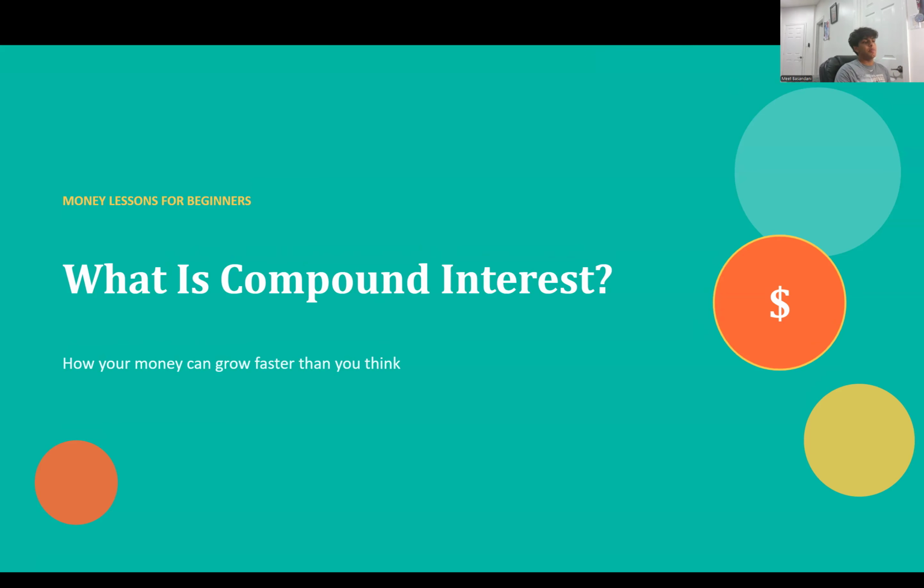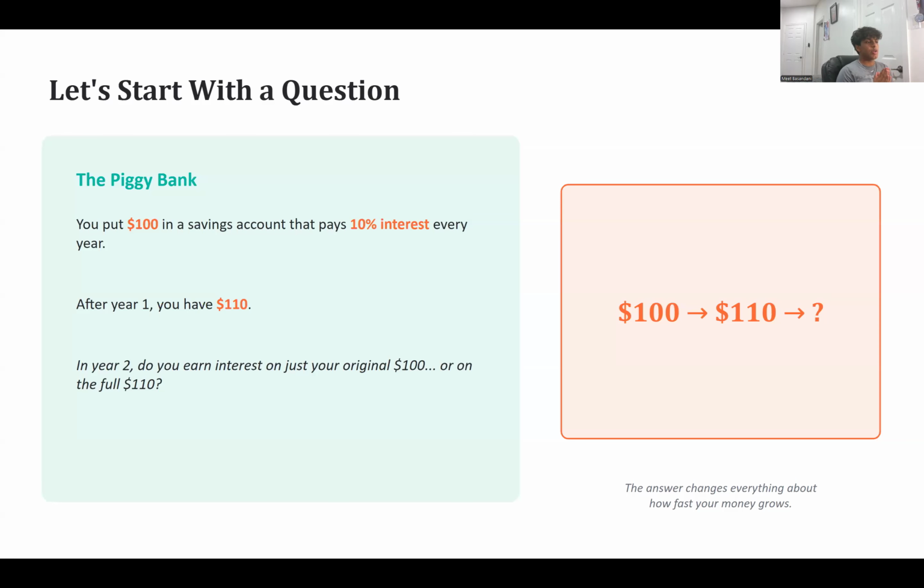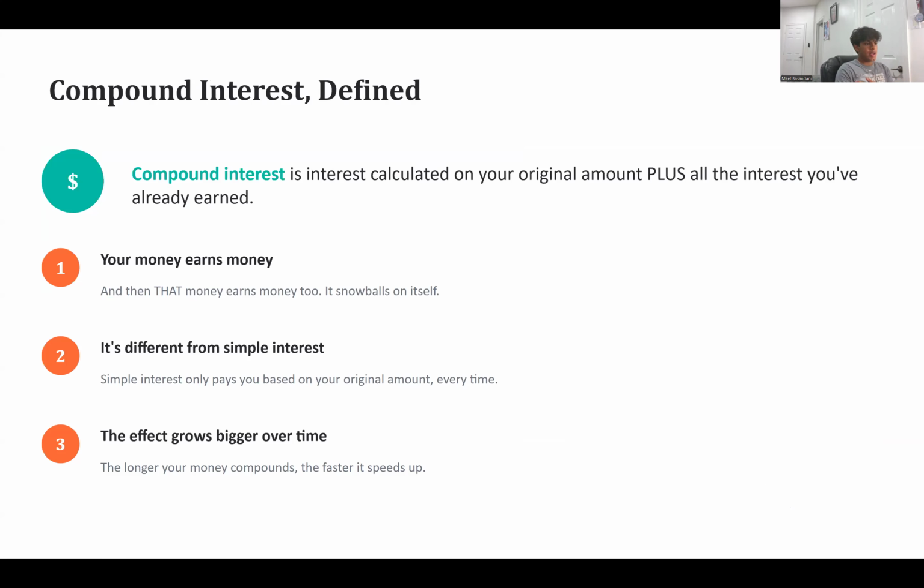All right, first, the piggy bank, right? So let's start with a question. Say you put $100 into a savings account that pays 10% every year. After year one, you've got $110. Easy enough. But here's the real question. In year two, do you earn that 10% on just your original $100 or on the full $110? That one tiny difference is the entire idea behind compound interest, and it changes everything about how fast your money grows.